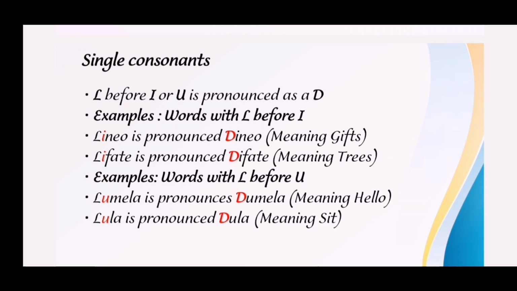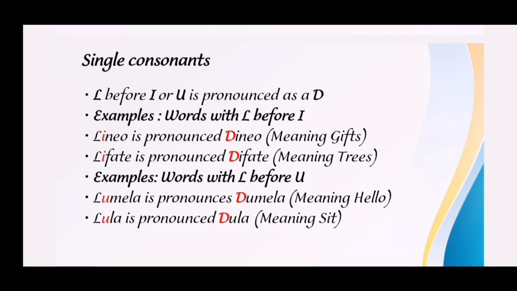Another example is the word, when you look at it, you would want to say lefate. But that is an incorrect way to say it because the L is followed by the alphabet I. So how we would pronounce this is difate with the D. Difate meaning trees. So whenever the letter L is followed by the letter I, automatically L changes into a D.